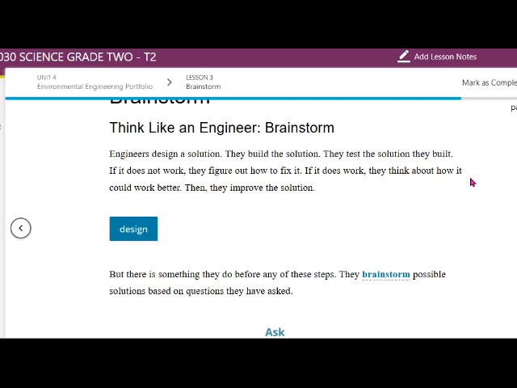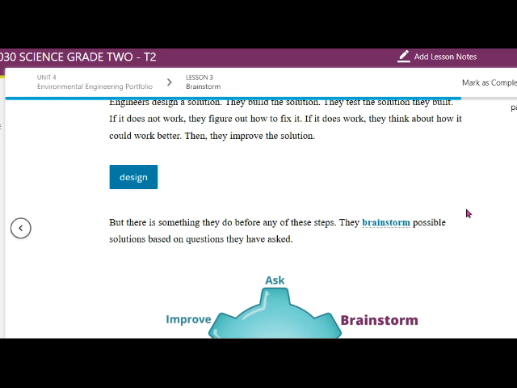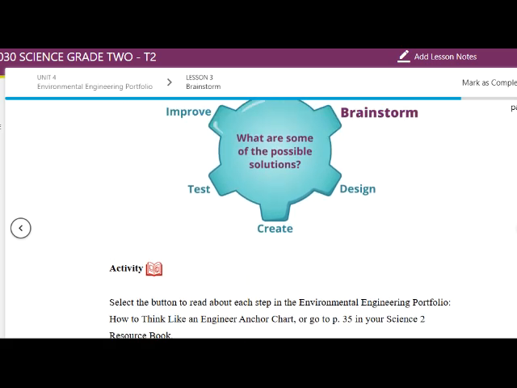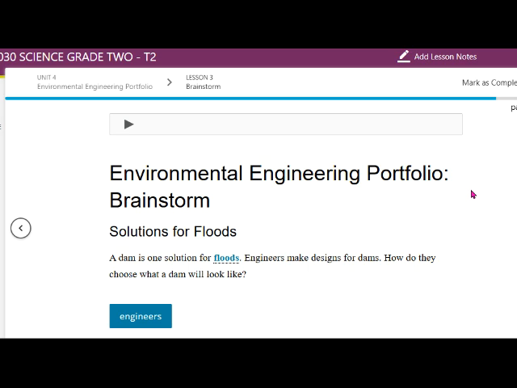Engineers design a solution. They build a solution. They test the solution they built. If it does not work, they figure out how to fix it. If it does work, they think about how it could be better. Then they improve the solution. But there is something they do before any of these steps. They brainstorm possible solutions based on the questions they have asked. So that's what we're completing in lesson 3.